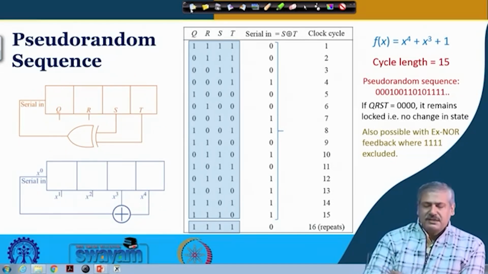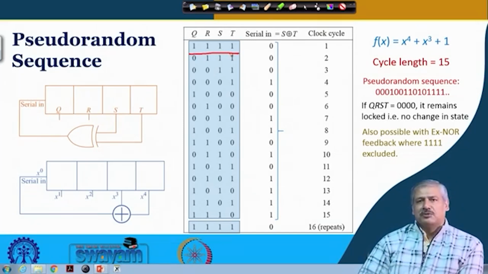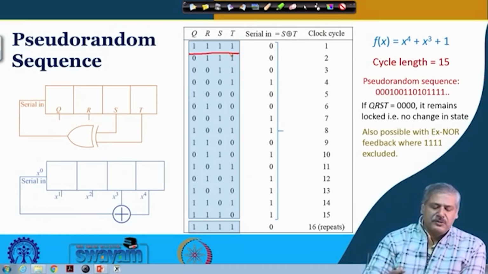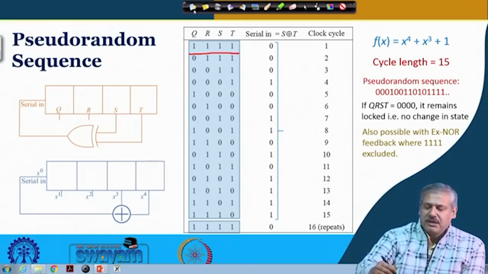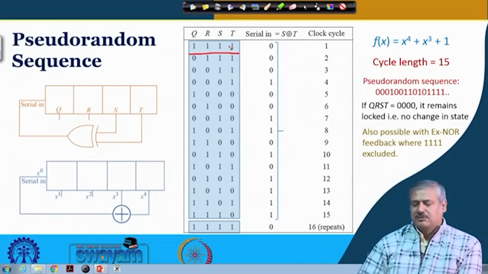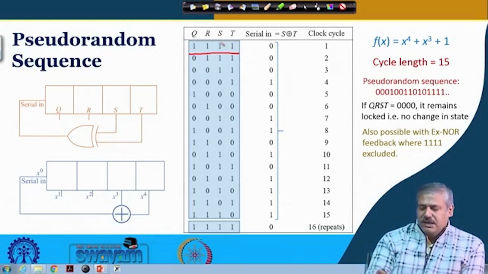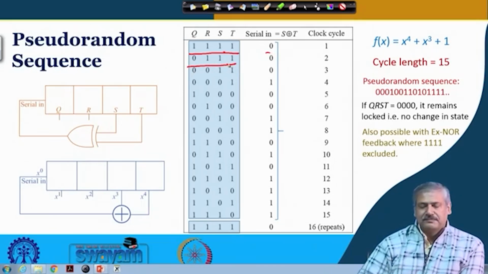So, let us consider instead of all getting cleared, all the flip flops were preset, and it was initialized with 1 1 1 1. If there was no preset option, then it was loaded serially or in parallel, but somehow we have initialized the shift register with the value 1 1 1 1. Then what will happen? S and T are XORed, so 1 and 1 is XORed, the serial in will be 0, so the next value will be 0 1 1 1.